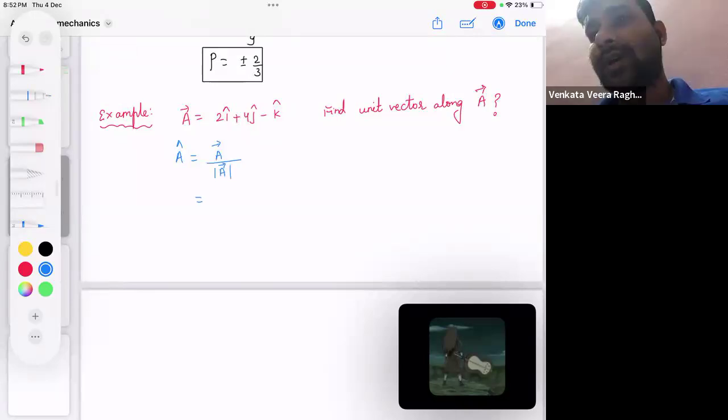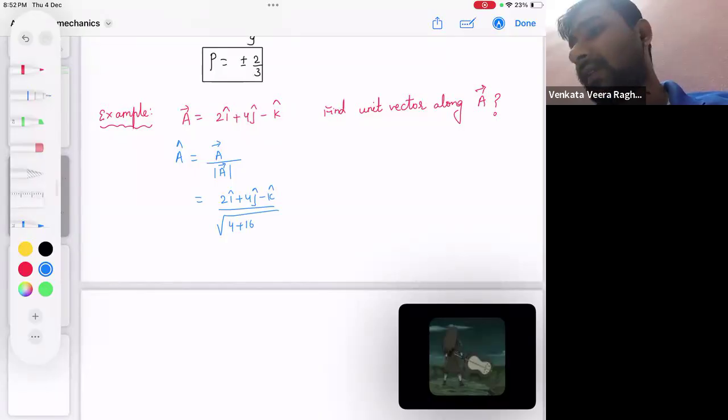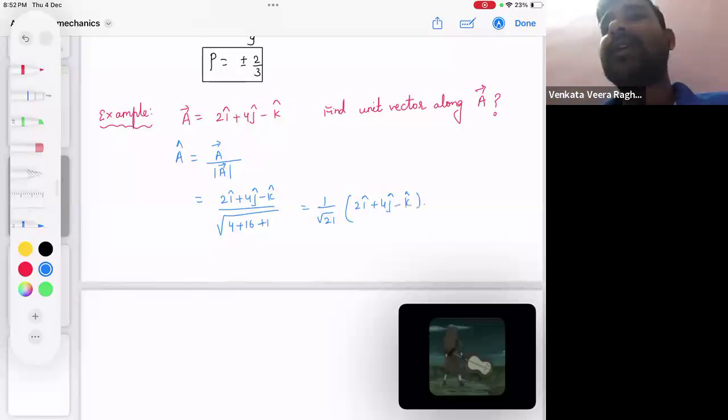Right. So how much will it come? 2i cap plus 4j cap minus k cap divided by the magnitude. 2 square is 4, 4 square is 16, and what is the magnitude of this minus k cap? You can write it as minus 1 square or plus 1 square. It's a square term, so that's not going to make any difference. Right? So what we are getting is 1 by root 21 into 2i cap plus 4j cap minus k cap. So this is actually your unit vector along this A vector. Is that clear?